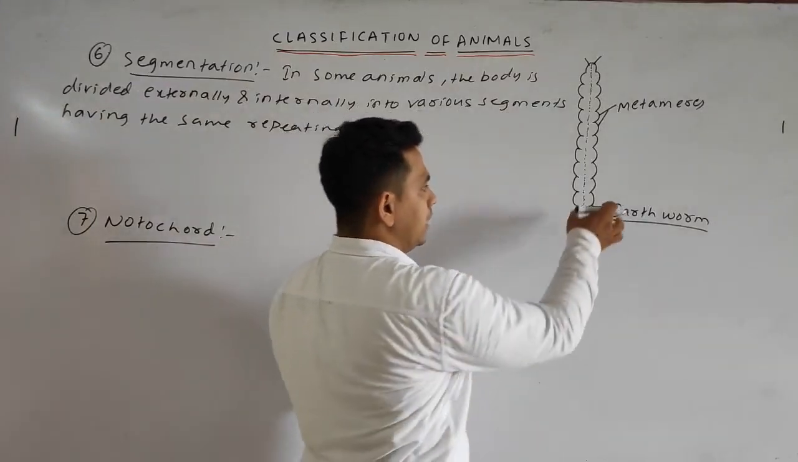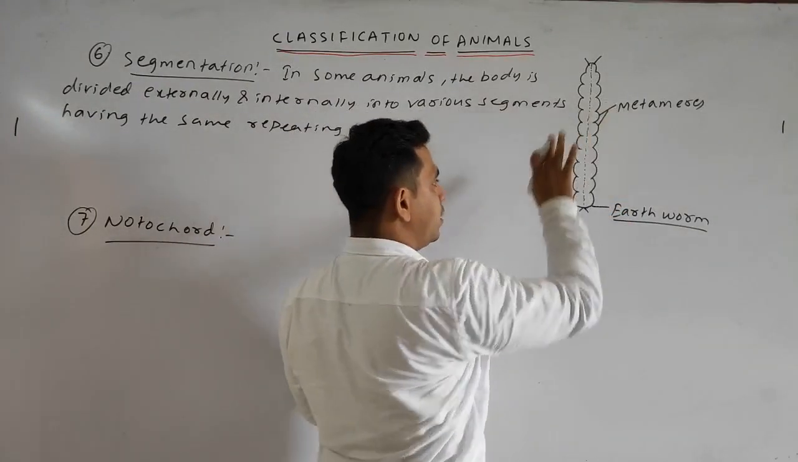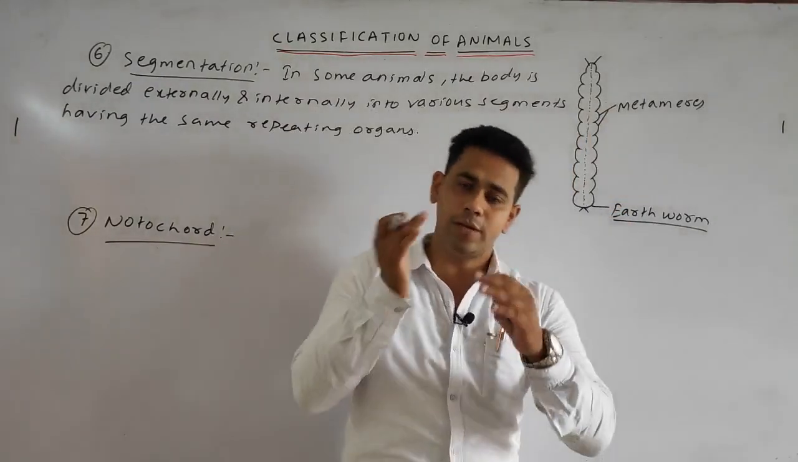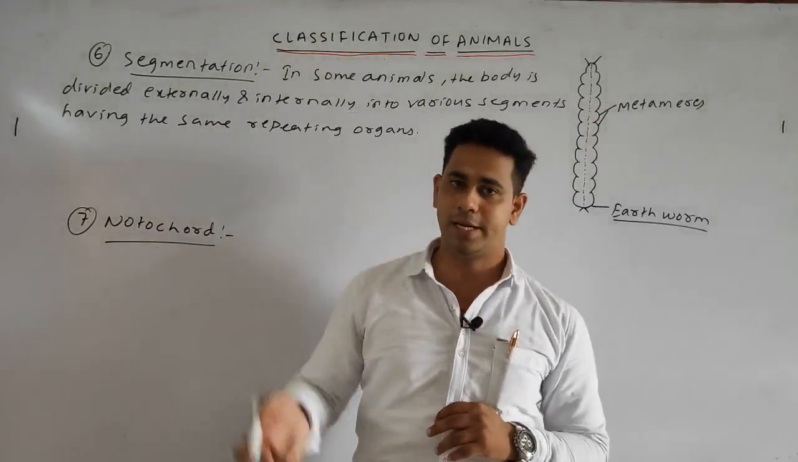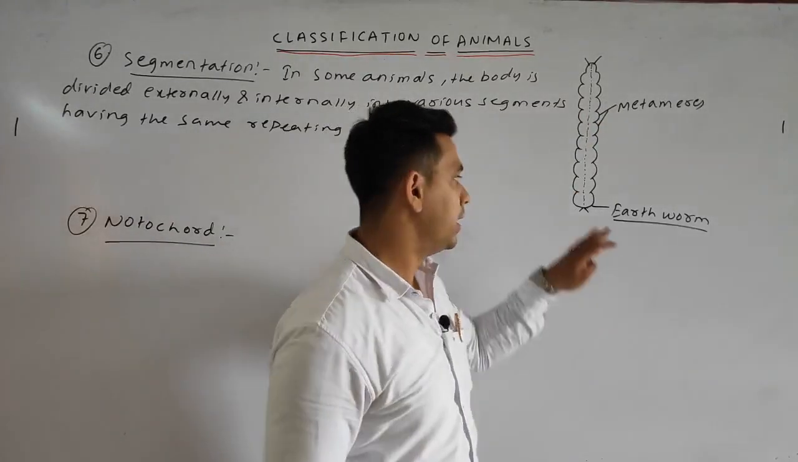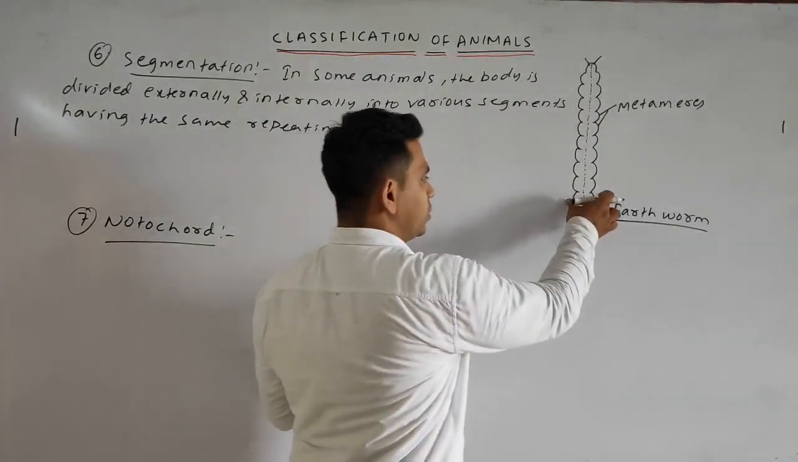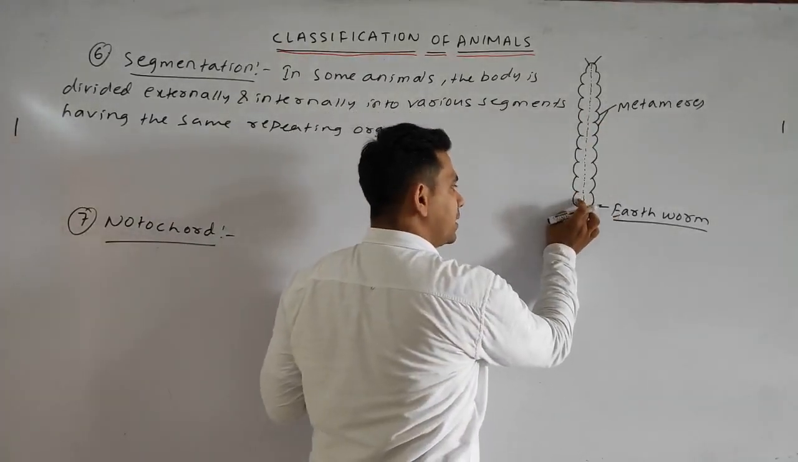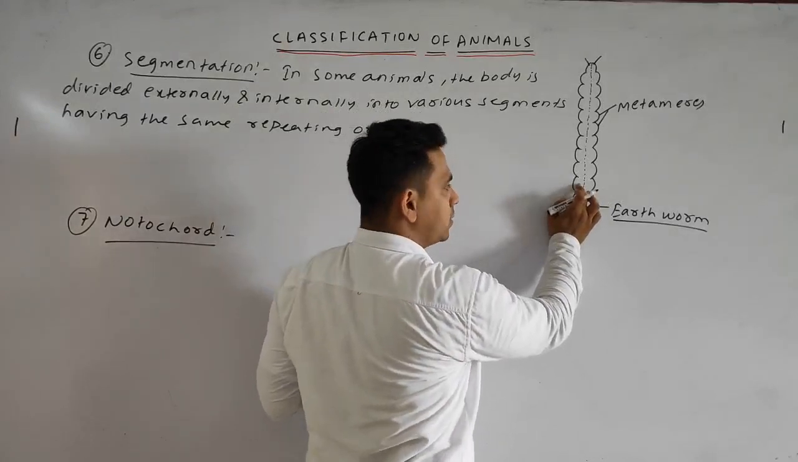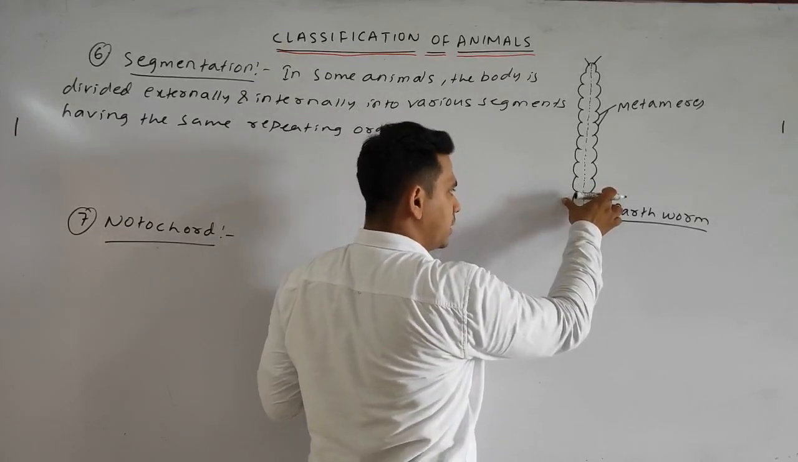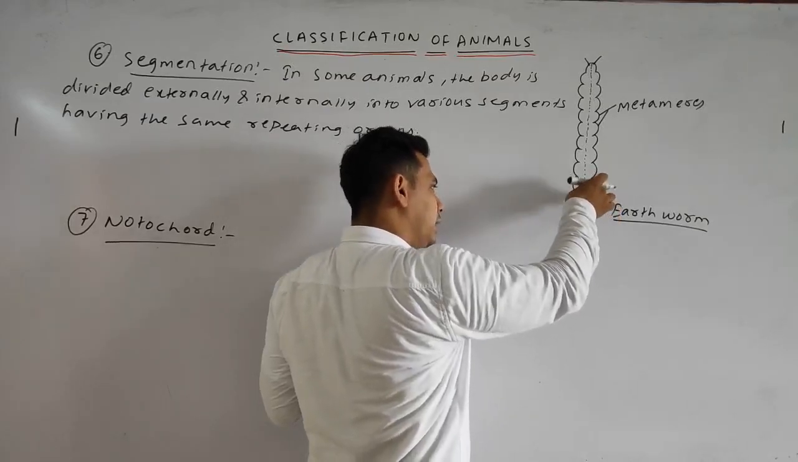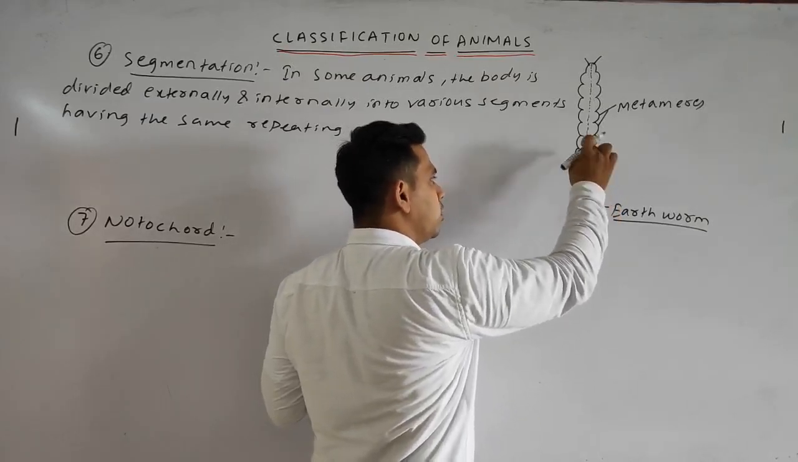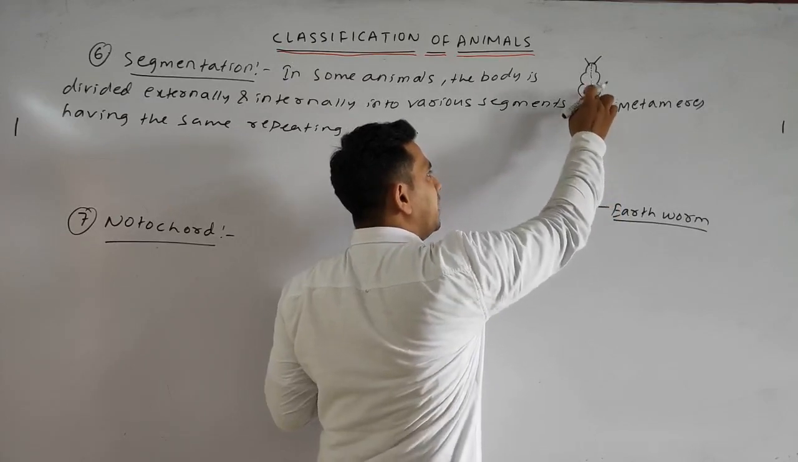See students, the body is not only externally divided but is also internally divided. So the same organs, repeating organs, are also present in each segment. Suppose this one is a segment, then the organs that are present in this segment are also present in this segment. So in some animals, the body is externally and internally divided into various segments which contain repeating organs.